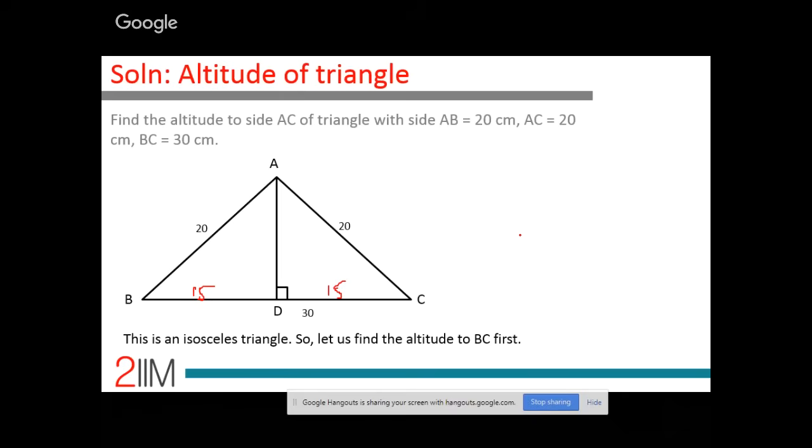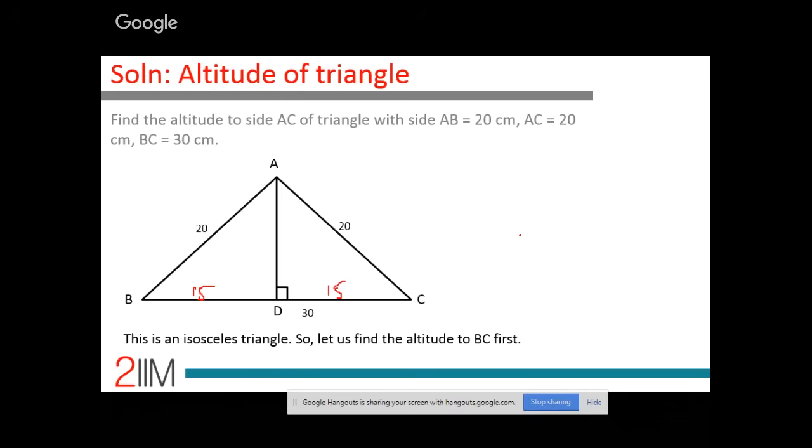We need to find the altitude to AC, which is the shorter side. So we need to find a perpendicular from B to AC and measure that. But it's an isosceles triangle, so I know that finding altitude AD is easy. Let's forget that other altitude for now and just find AD. We'll worry about the other altitude later on.